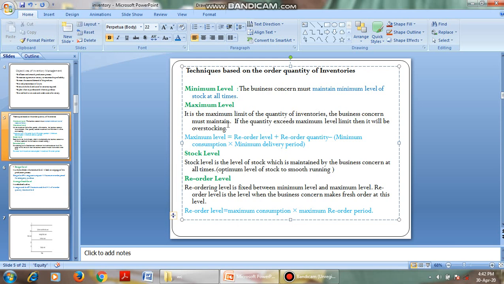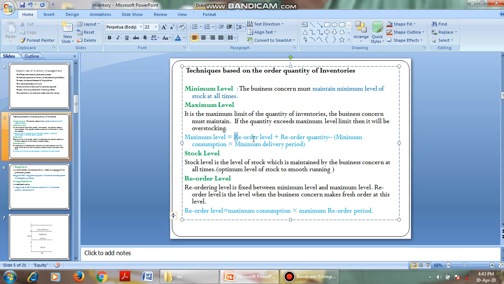The business concern should maintain the maximum quantity. More than that quantity leads to losses. If you purchase 120 bags of raw material, these 20 bags are waste. Maximum level is equal to reorder level plus reorder quantity minus minimum consumption into minimum delivery period.